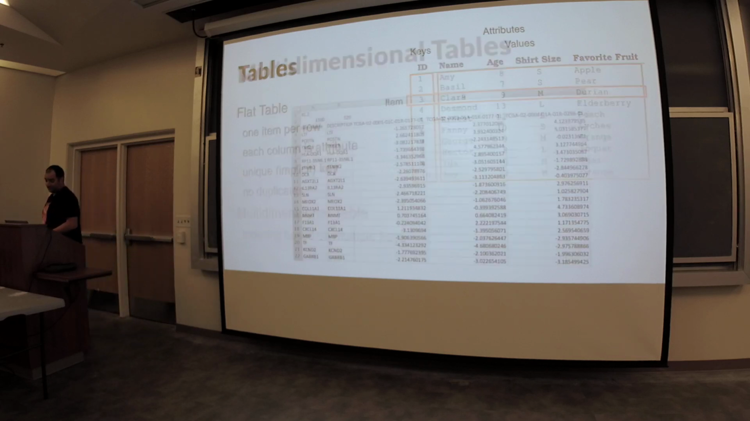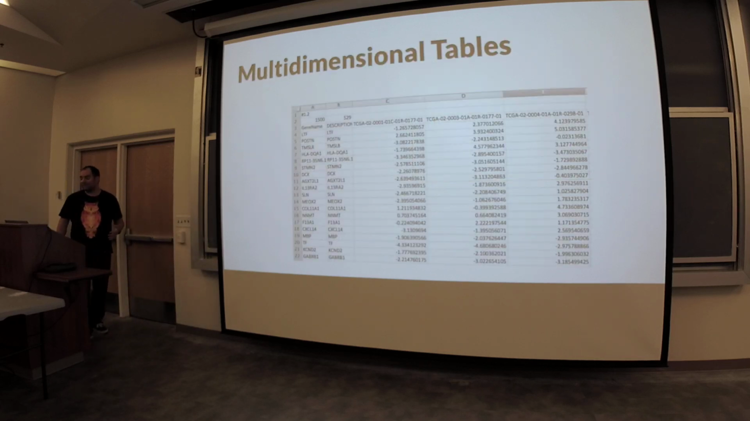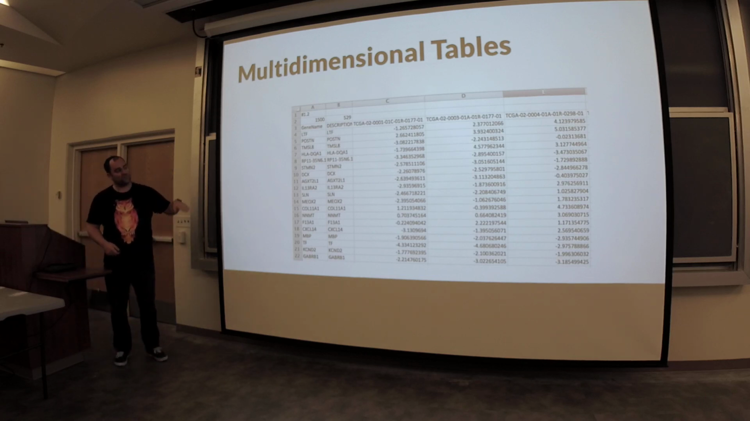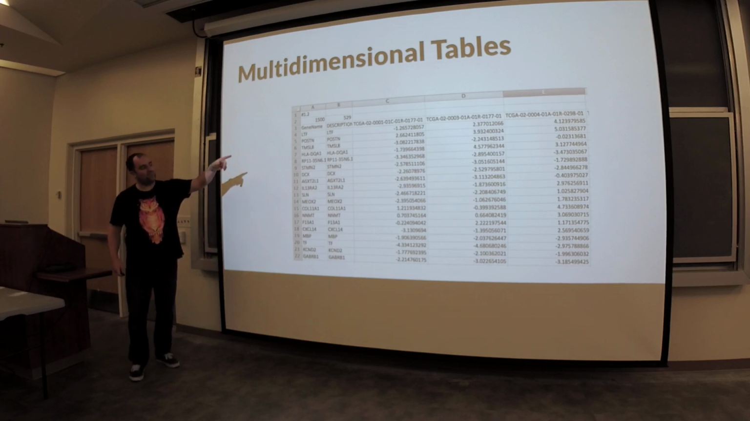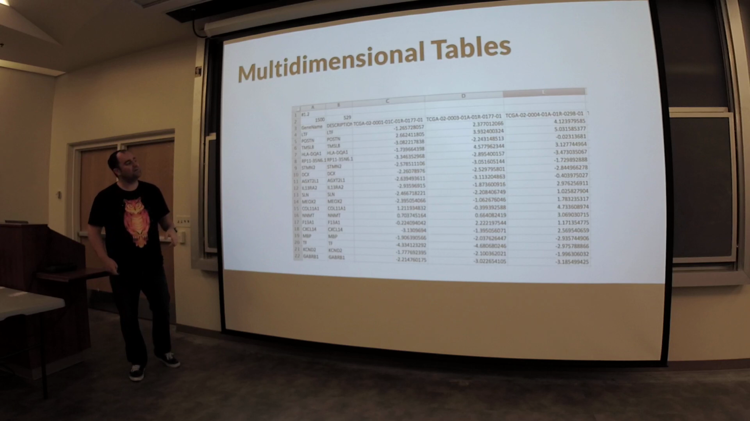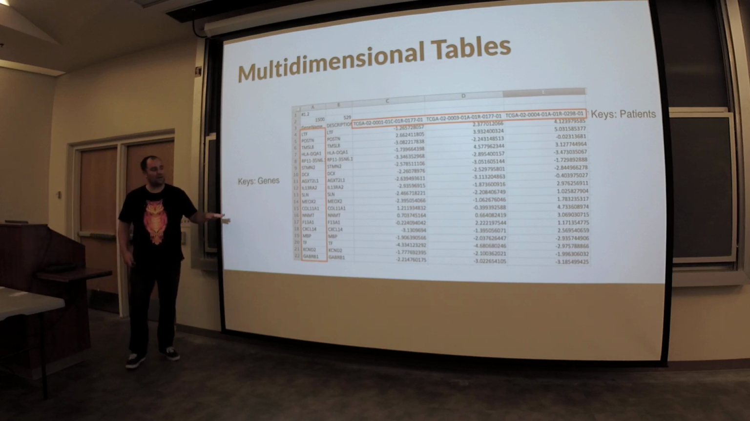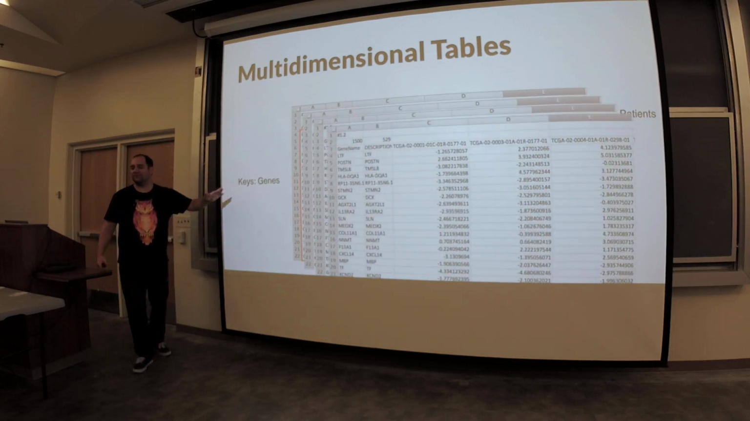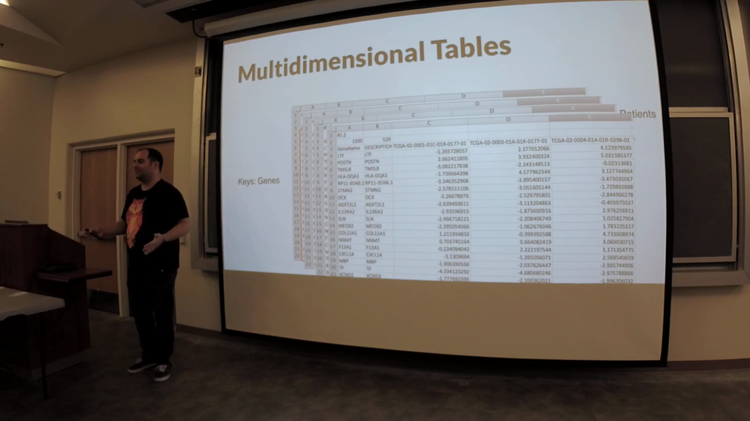This is an example of a multidimensional table. This is like gene expression versus sample ID. So I have to look up gene name versus which sample it was to find something. Here we have another key, the patients, and here we have the key of the genes. And then we could even stack multiple of those tables on top of each other for different data types or for different time points, right? If we have collected this data at different time points.